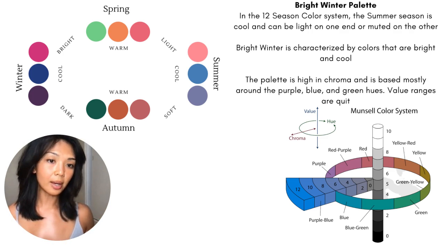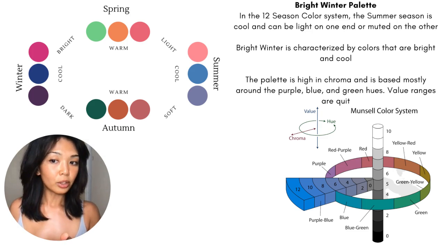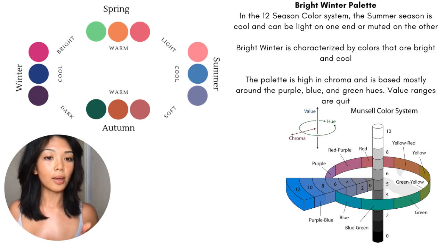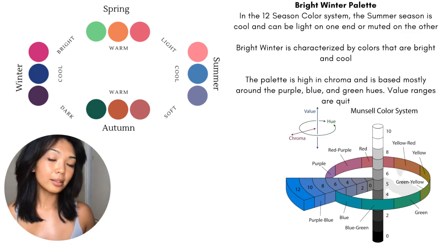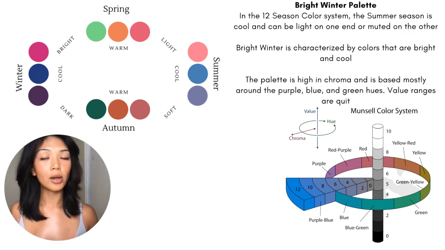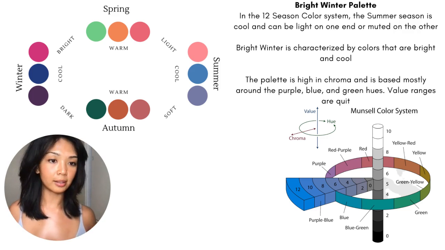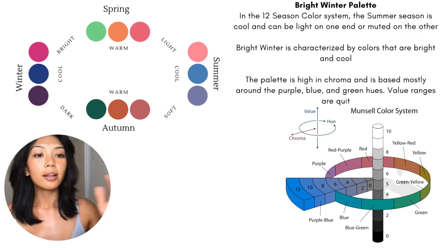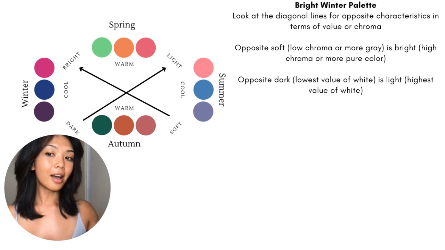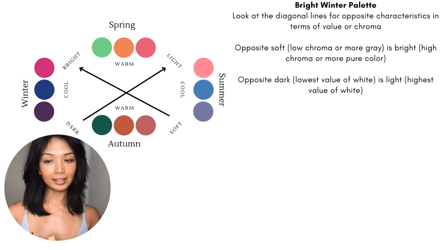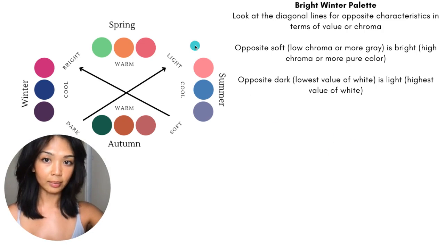Now, in terms of temperature, winter is a cool season, so you'll get more colors that are blue, purple, more cool reds, some blue-greens, and oppositely, warmer seasons are going to have more of the oranges, yellows, and warm greens. All right, now let's look at this little representation I made of the 12-season color system.